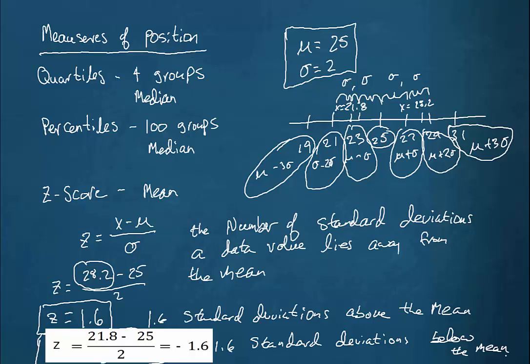So z-scores not only tell us how far away from the mean a data value is in terms of the standard deviation, it also tells us where in relation to the mean the data value lies. If the z-score is negative, then the data value lies to the left of the mean. If the z-score is positive, then the data value lies to the right of the mean.